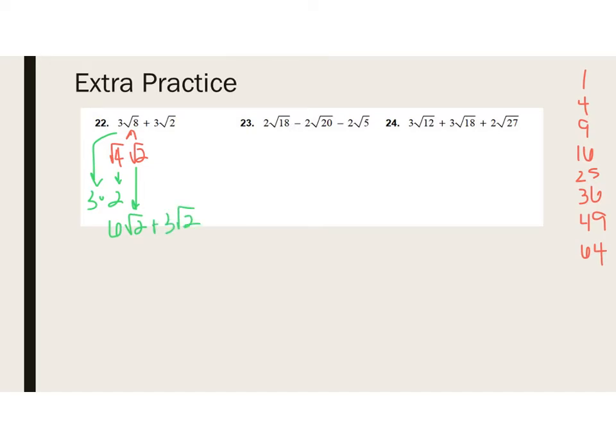Now you add them together. Once they have the same radicand, then you can add them together, and this is going to be 9 square root of 2.